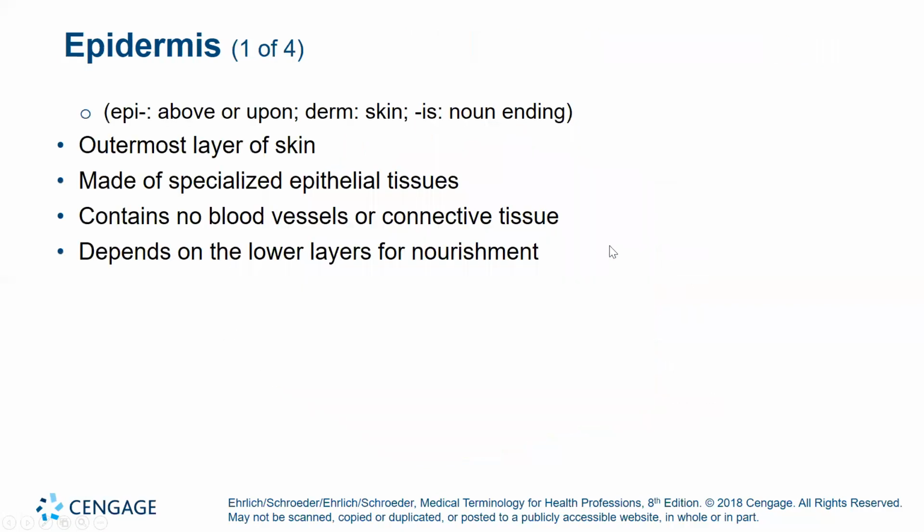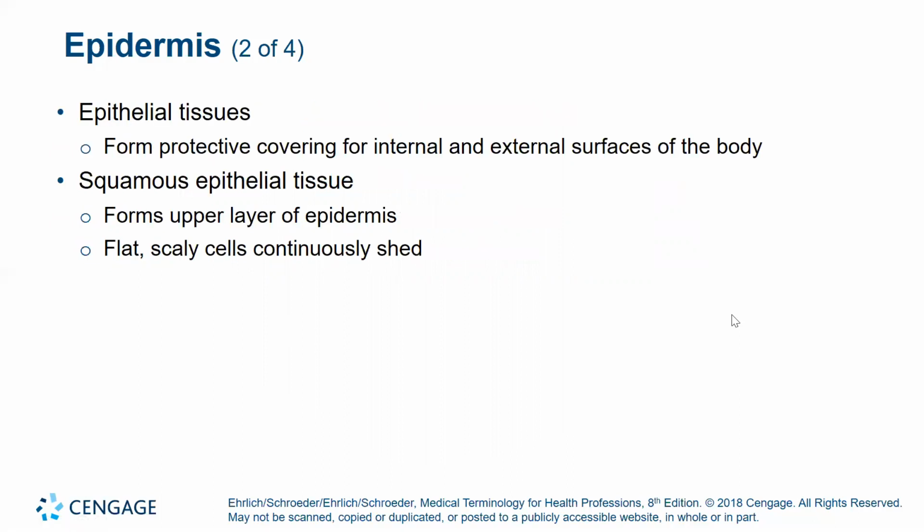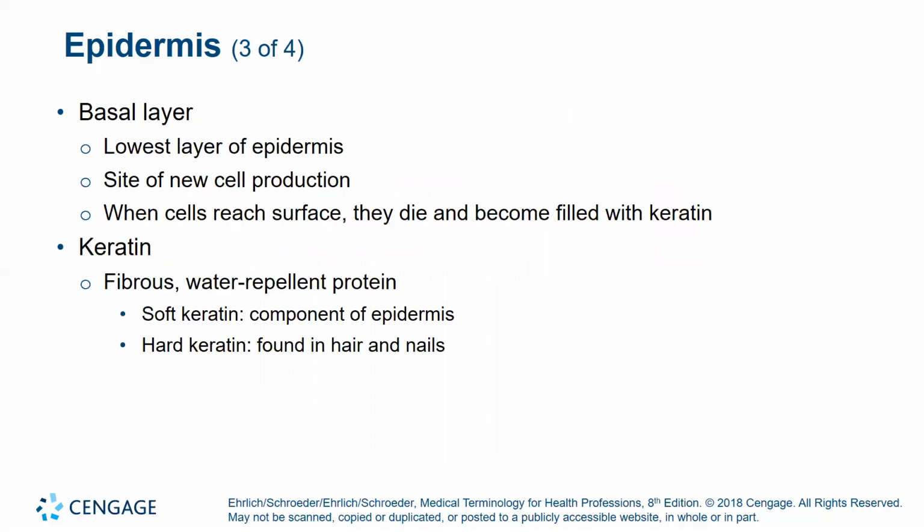So looking at the term epidermis, epi is upon or above. Dermis, skin, is is a noun ending. So this is the outermost layer of the skin. Contains no blood vessels or connective tissue. We have epithelial tissues. This forms a protective covering for internal and external surfaces of the body. We have squamous epithelial tissue. This forms the upper layer of the epidermis. It is flat, scaly cells continuously shed.